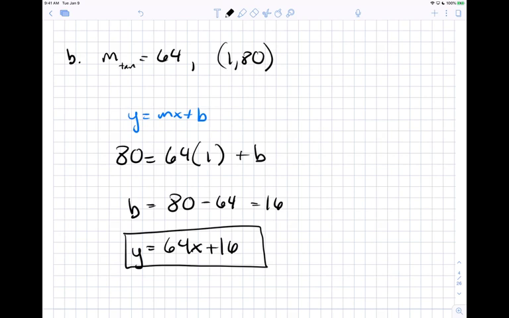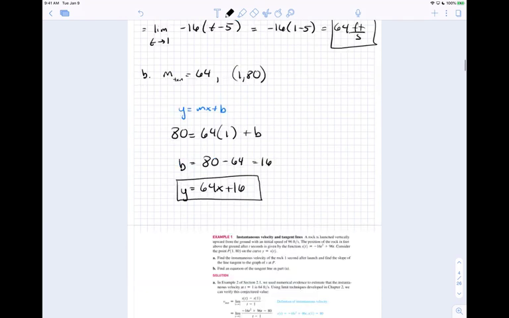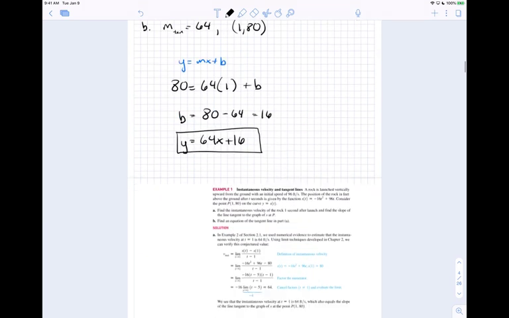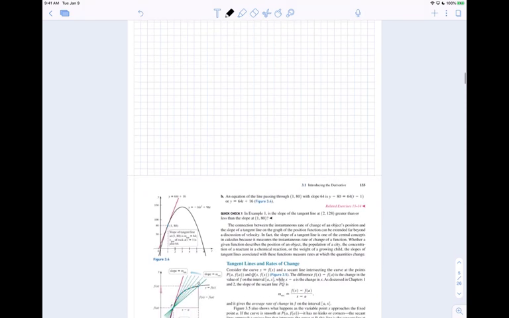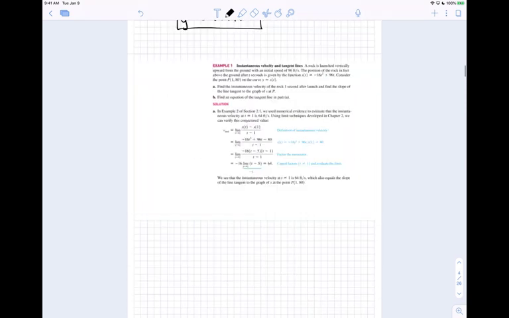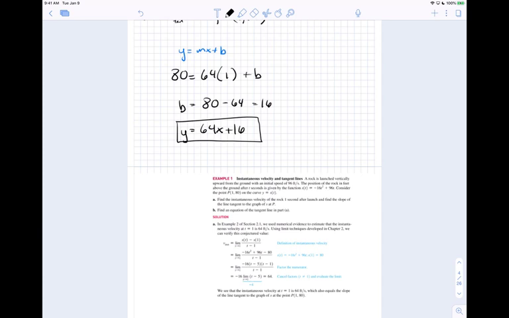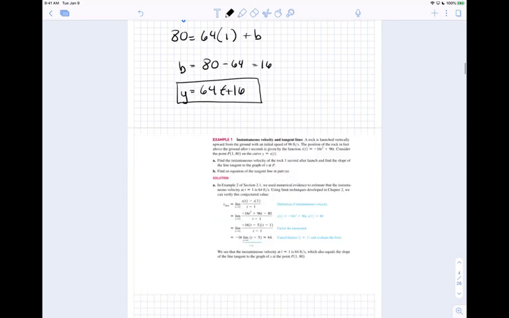Okay. Let's see, how did we do? For part A, we got our 64. And then for part B, y equals 64t plus 16. Oh, t. Okay. So yeah, I forgot the units. Let's do t. Okay, so we got those.